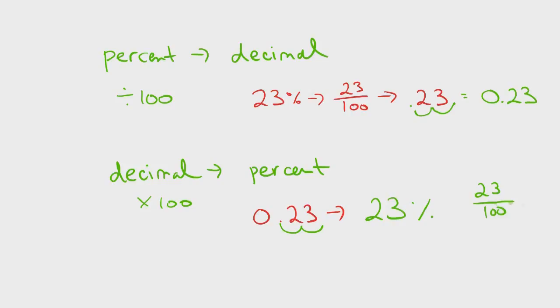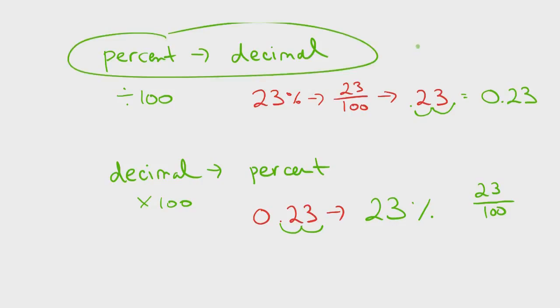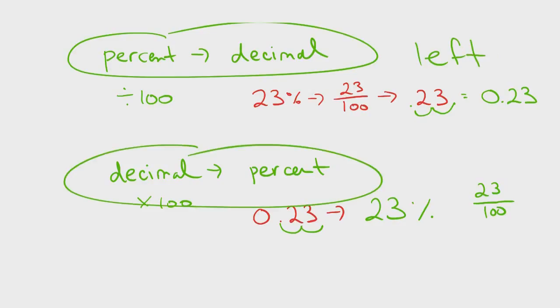In other words, the basic rule is you always move it 2 spaces. It doesn't matter how big or small the number is, you always move it 2 spaces. But when you're changing a percent to a decimal, you move it to the left. When you're doing a decimal to a percent, you move it to the right. You can press pause and study this for a second if you're a little confused. But hopefully you get this. And it's a really simple rule.